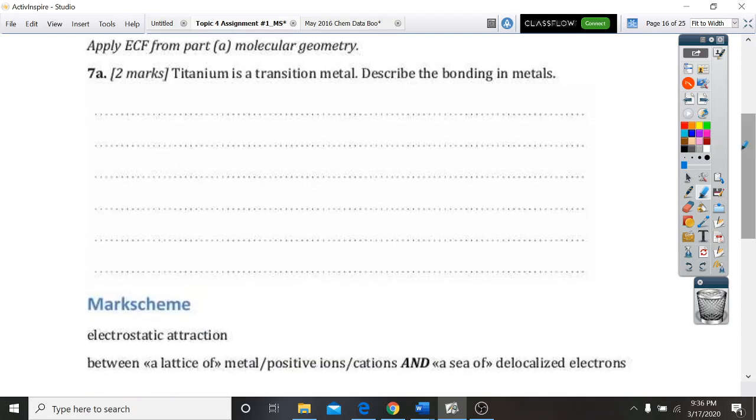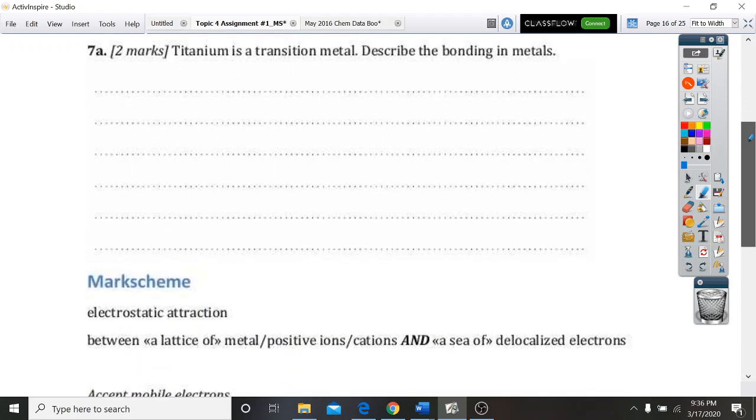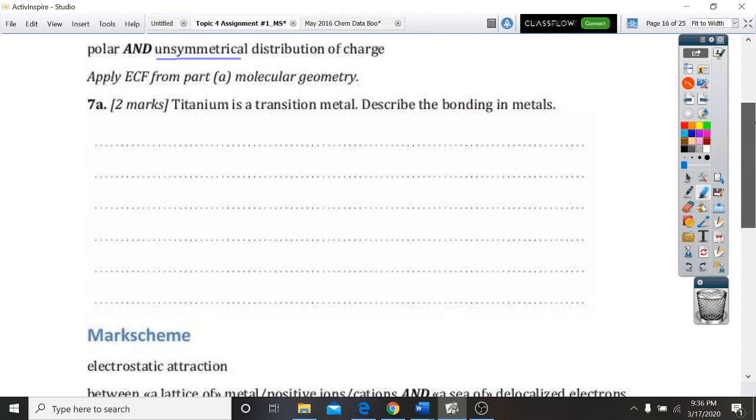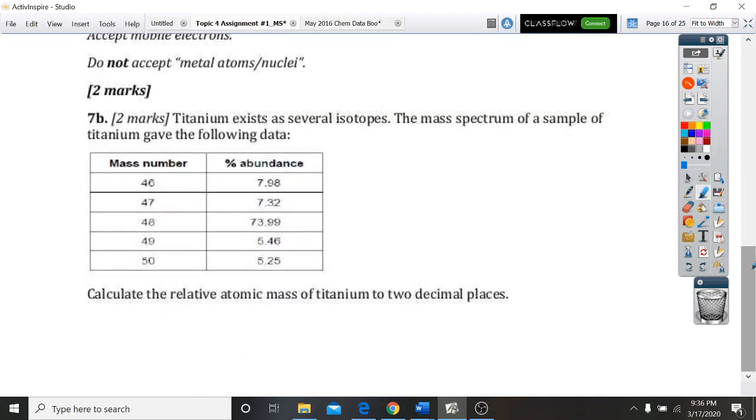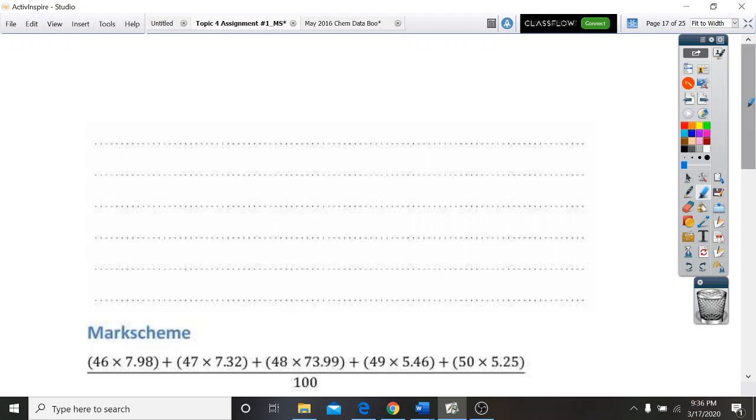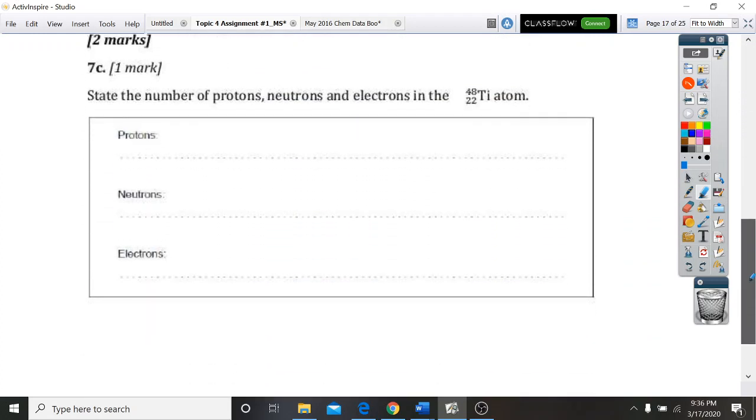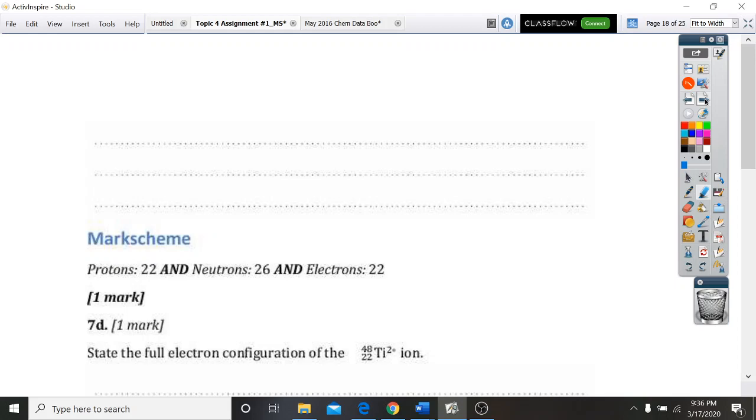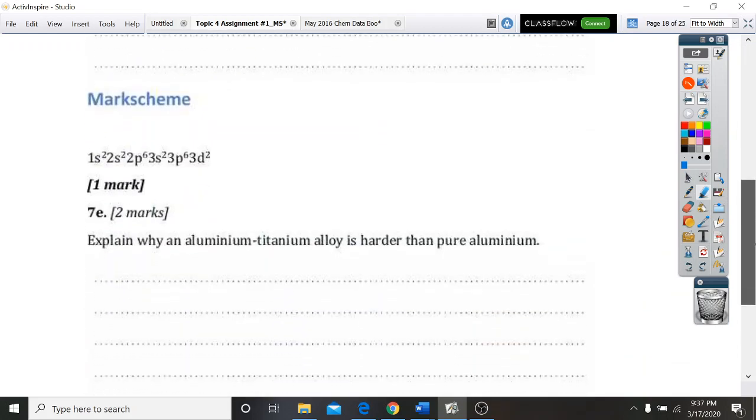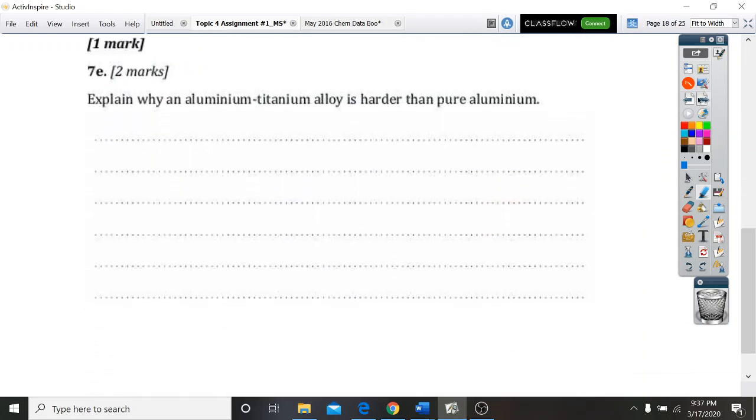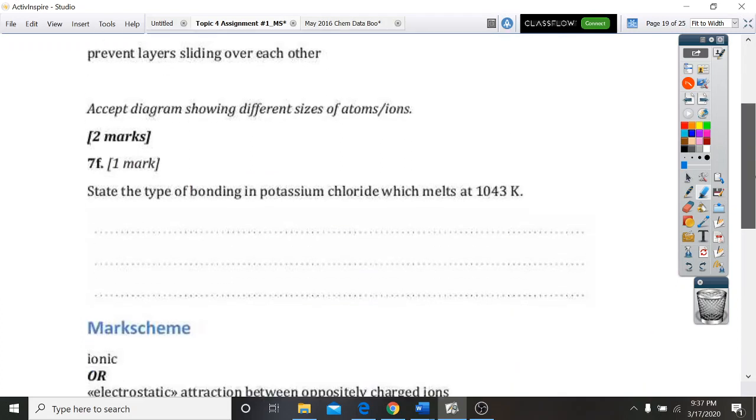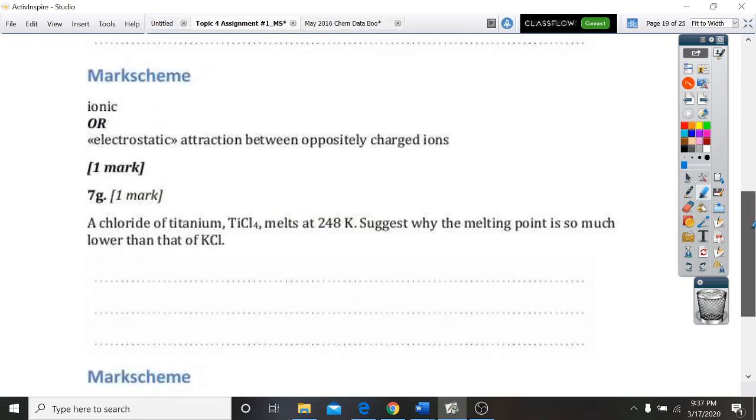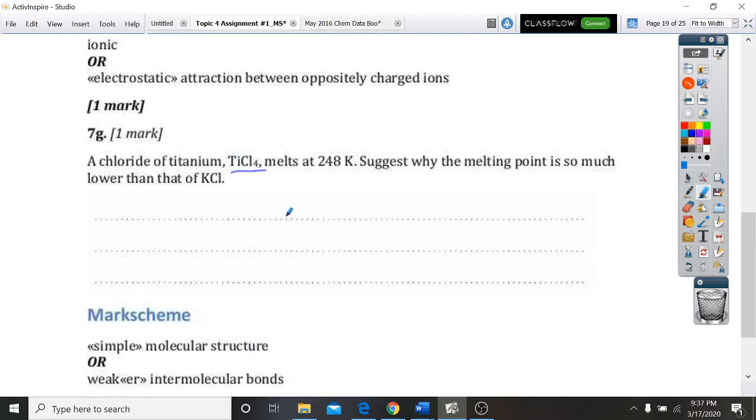Number 7 has an exception that we just have to memorize, and that exception is here for 7C, I believe. No, not 7C. 7F. So, not 7F either. Oops. 7G, sorry. So titanium chloride. This looks to me ionic because it's a metal and a non-metal.